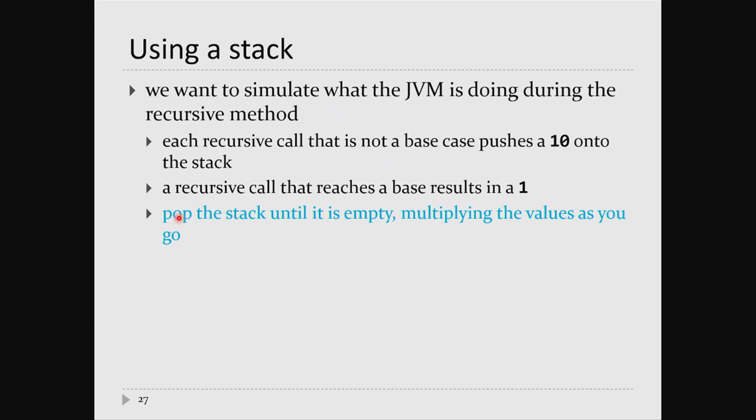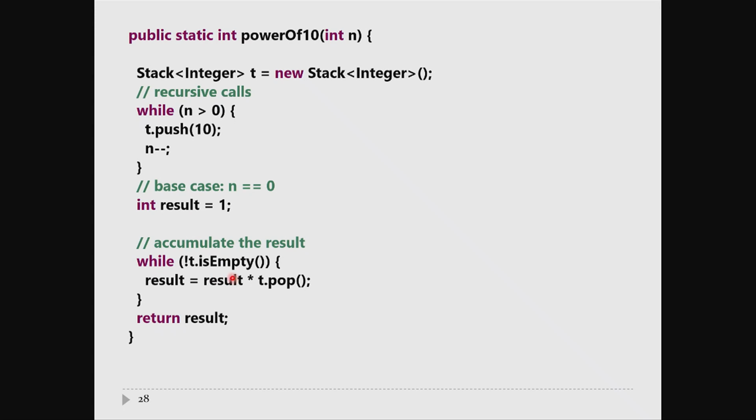So how do I unwind the stack? Well, I just pop the stack until it's empty. Each time I pop the stack, I take the answer and multiply it into the result. So while the stack's not empty, pop the stack and multiply it by the result, and then put it back into the result. When that's all done, you end up with 10 to the power n, and so you can return that. So there's an example of turning a recursive method into an iterative one using a stack.